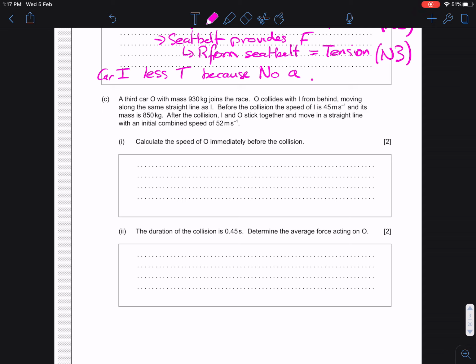A third car with mass 930 kilos joins the race. There's a collision. Okay, whenever there's a collision, it's usually a conservation of momentum question. So in this case, we've got two things moving at the beginning, m_I v_I plus the mass of O, v_O, equals the mass of them combined after they've stuck together, m_I plus m_O, times the final velocity, v_2. We are trying to calculate the speed of O immediately before the collision, which is v_O.